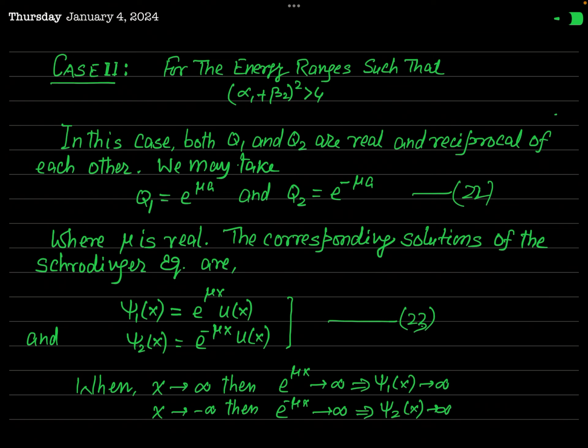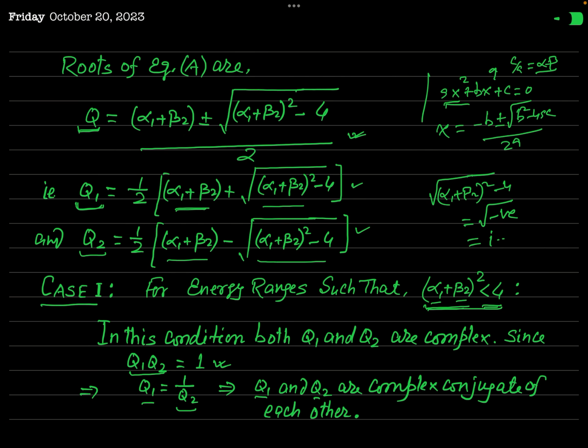In the second case, we consider that the electron has such an energy that this factor, alpha 1 plus beta 2 whole square, is greater than 4. Let us see what will happen when the electron has such an energy. You can see from the values of the two roots that if alpha 1 plus beta 2 whole square is greater than 4, then this discriminant will be positive, and a positive quantity has a real square root. So both Q1 and Q2 in this condition will be real, not complex.